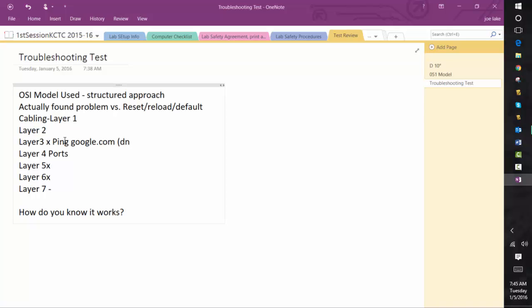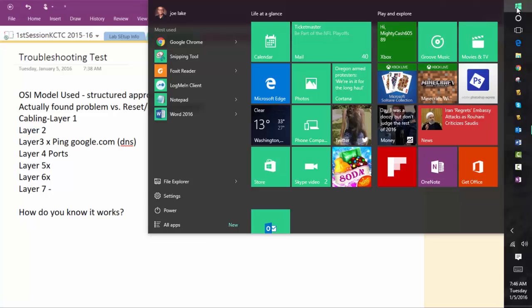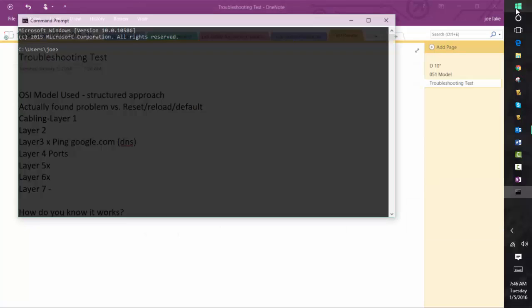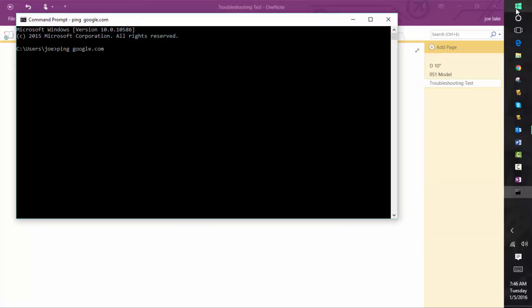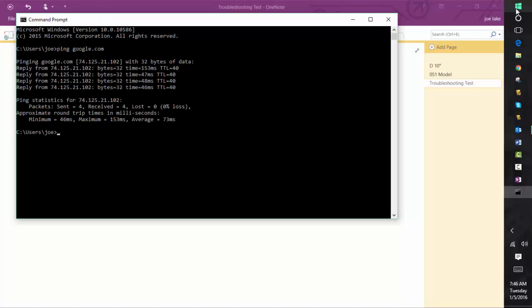Because when you ping Google, that requires DNS. It's got to resolve Google. I want you guys to know that. That's a good thing to do. I would probably do the same thing: ping google.com. What I'm doing is pinging something outside my network, on the internet. This is the gold, right? If I can ping Google and it comes back, I don't have a network problem. That's the way I would define it.